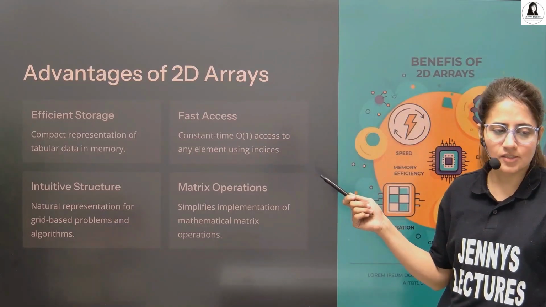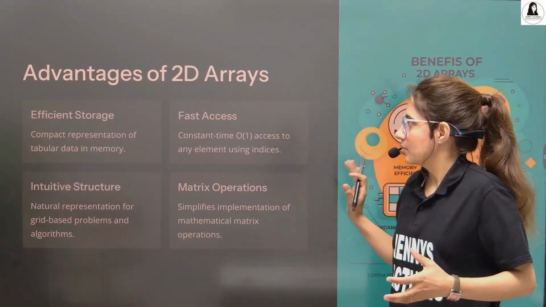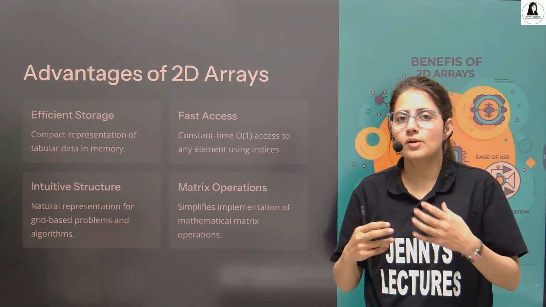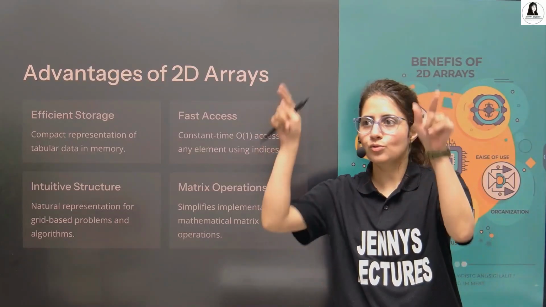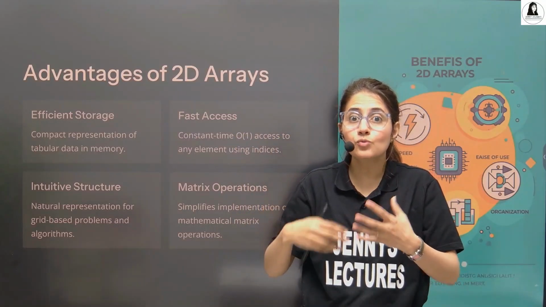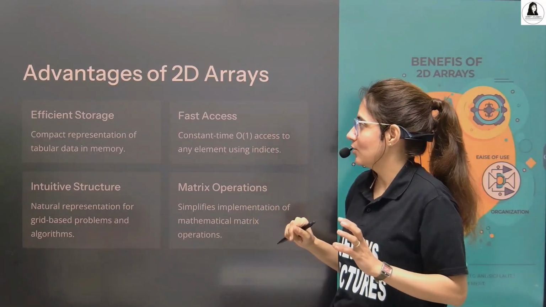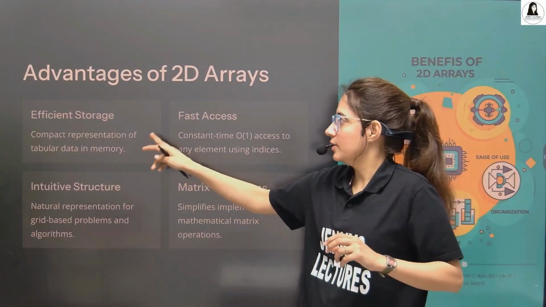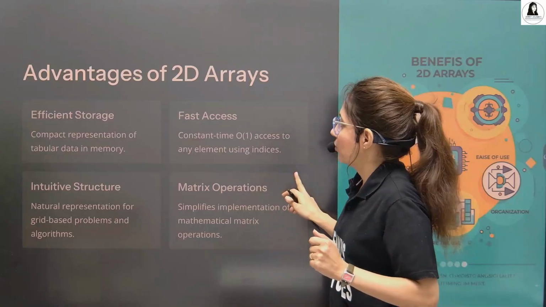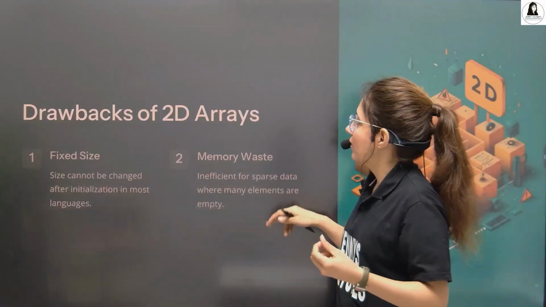Advantages: fast access. Directly you can access randomly any data, you just have to provide the index. Intuitive structure, obviously matrix operations we can perform easily. Intuitive means it's a natural representation of tabular data. 2D array is in the same structure as we visualize it. So it's a more intuitive representation for tables and grid kind of data. And definitely a compact representation of tabular data in memory. It gives efficient storage. There are no extra references you need to store, like in a linked list we have to store.